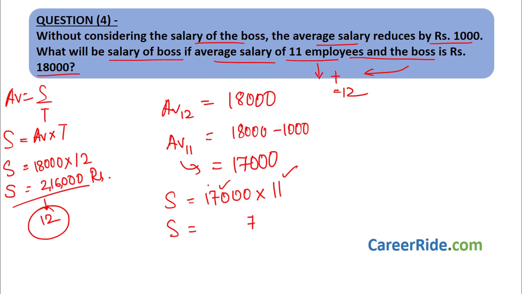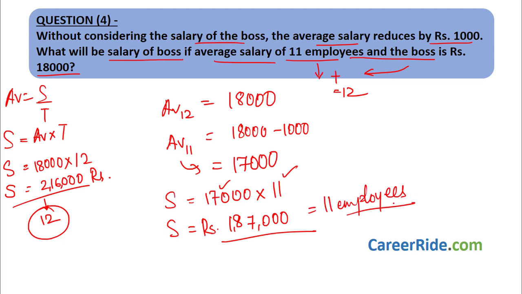11 7s are 77, 11 1 plus 7 is 1,87,000, right? This is the total sum of salary of 11 employees because we are not considering the boss over here. And this is the total sum of salary of 11 employees plus boss, right? We simply have to subtract this from this to get the boss salary. 11 people plus boss minus the 11 people will give us the boss salary.